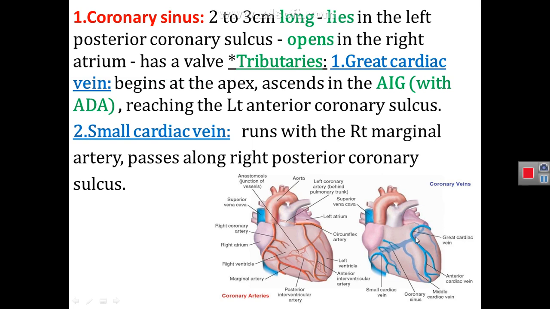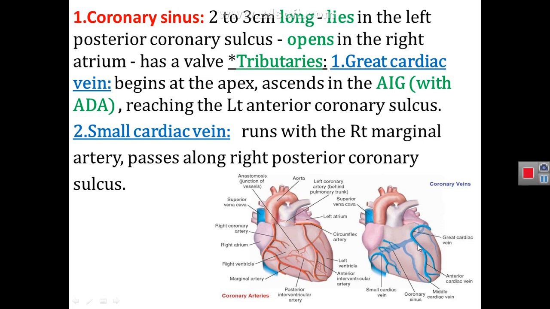This large vein, the coronary sinus, receives many tributaries, including number one, the great cardiac vein, which runs in the anterior interventricular sulcus with the anterior interventricular artery. This is the first tributary of the coronary sinus. It begins at the apex of the heart and ascends in the anterior interventricular sulcus, and then reaches the left side of the coronary sinus.